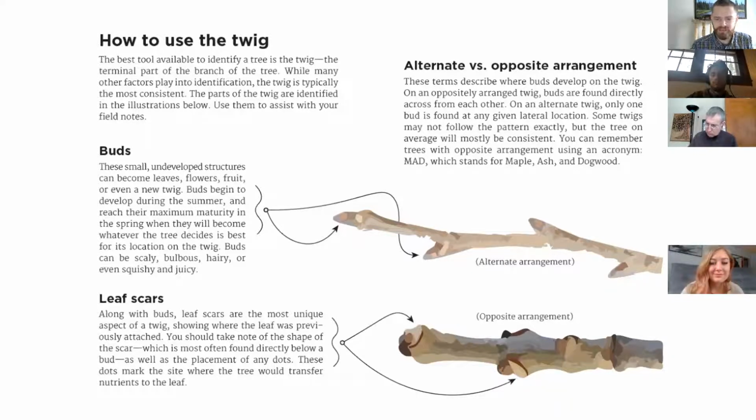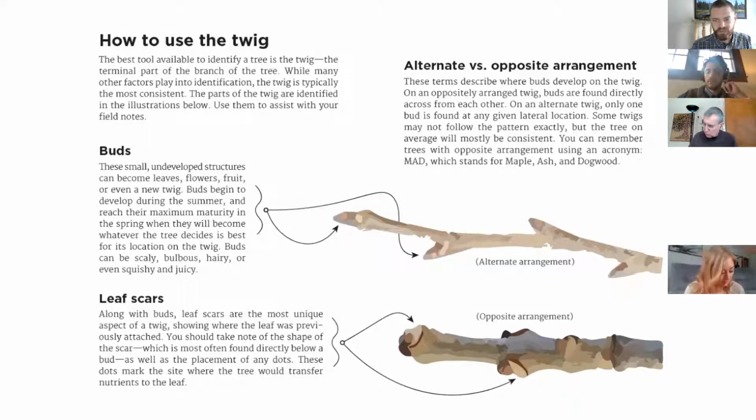Buds arrange themselves in different ways on twigs. The tree has a genetic plan as it's developing the twig as to where buds and leaf scars and other things will show up. And that's programmed into its DNA as to how the twigs develop. But we can use that to our advantage to help identify trees.